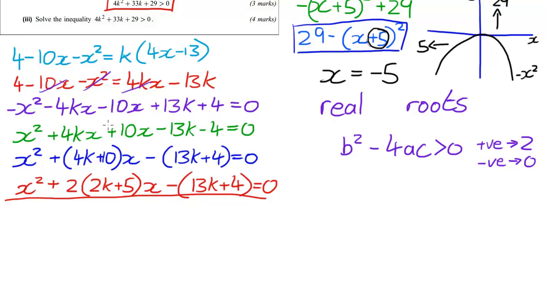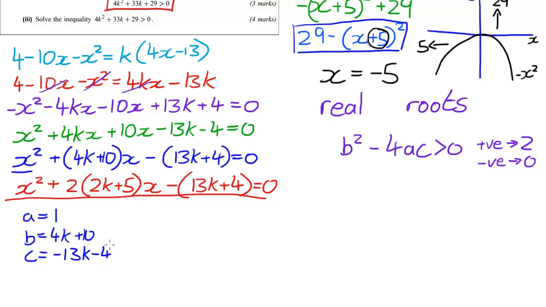Pick another colour, I think. So here we have our b, and let's start logically with a. So a is going to be 1 because we have 1x squared. Then b is going to be 4k plus 10 amounts of x. And c is going to be minus 13k minus 4. Don't be tricked into thinking that that's positive 13k plus 4.